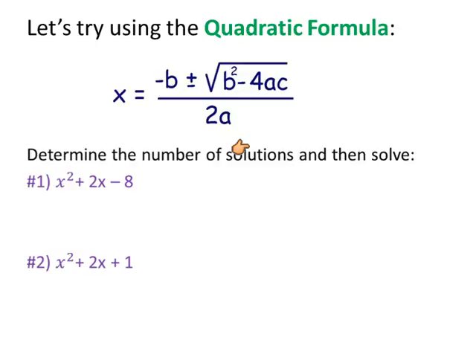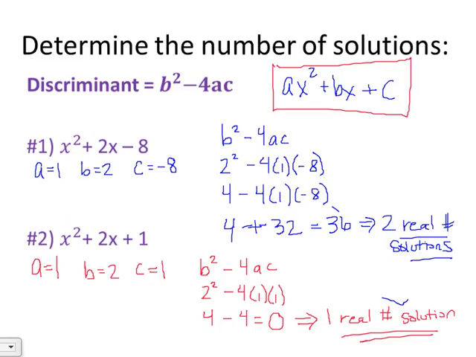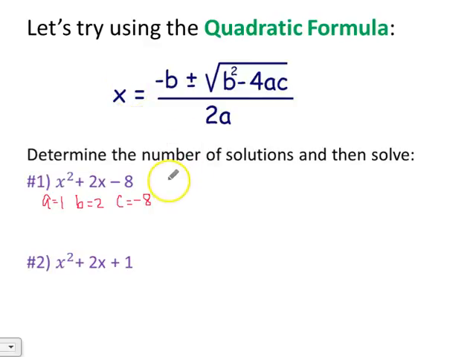If we know the number of solutions, it's going to help us know if we did the problem right. So first, let's use the discriminant to help us. We know a is equal to 1, b is equal to 2, and c equals negative 8. I think we already did this, didn't we? That's the first problem we did up here. We found the discriminant, and we know that there's going to be 2 real number solutions. I forgot to put real in there. All right, so A, B, and C are identified.